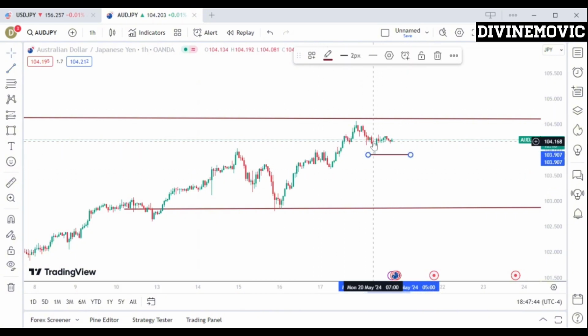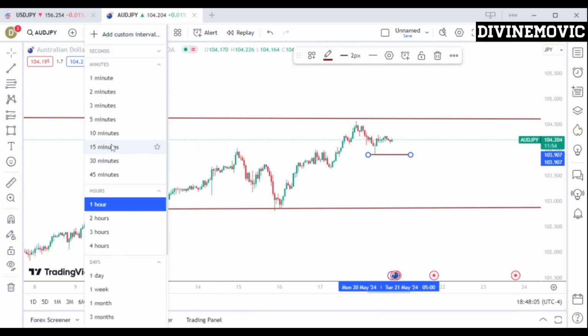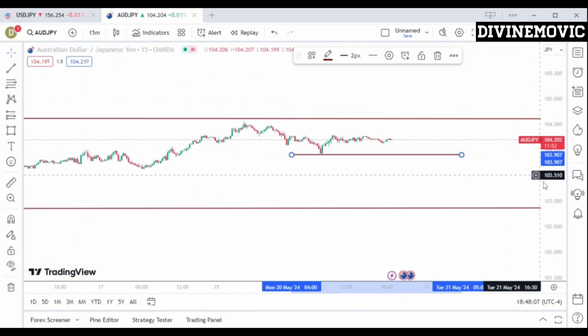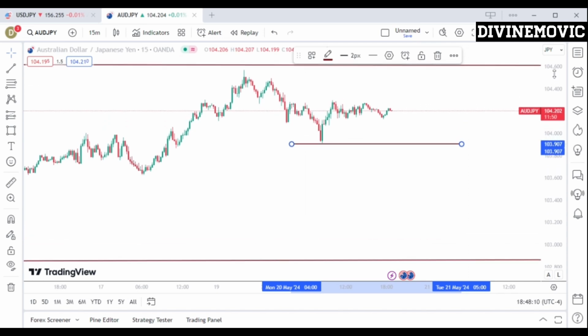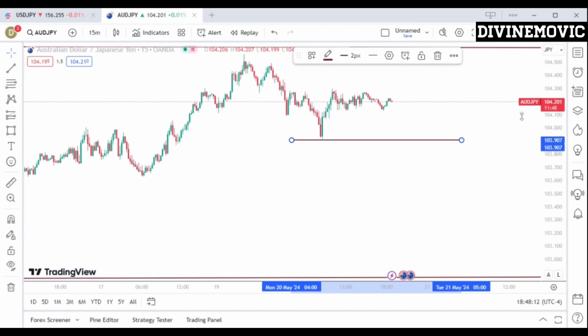Okay, for us to know if price is going to come down before price goes to the upside, or price is going to just break up to the upside, retest, and continue, we simply need to understand what price is doing from this point to this point. And what we want to do it on is simply the 15 minutes time frame. Correct? Yes. Now on the 15 minutes time frame, what are we seeing?